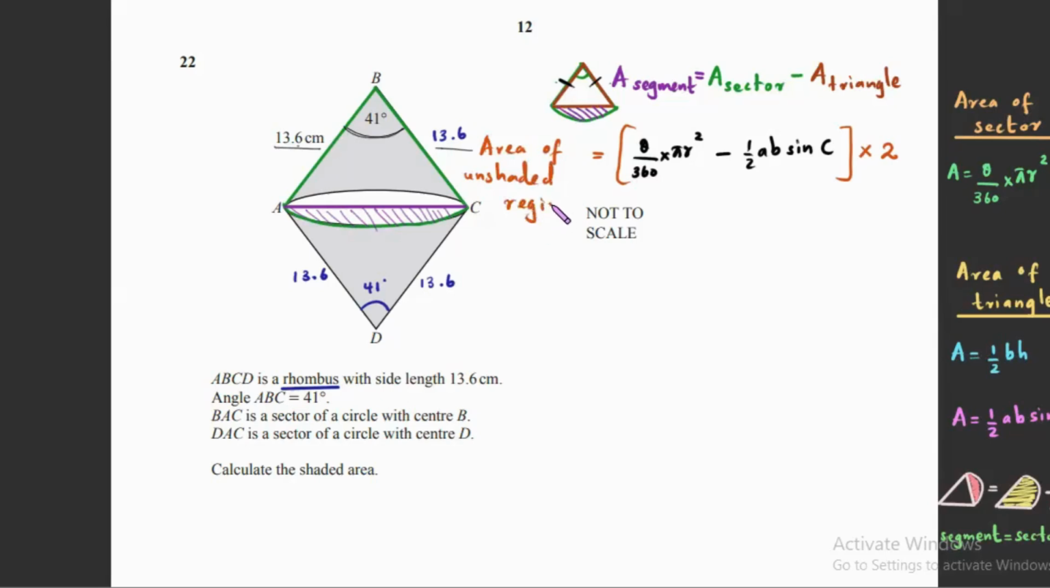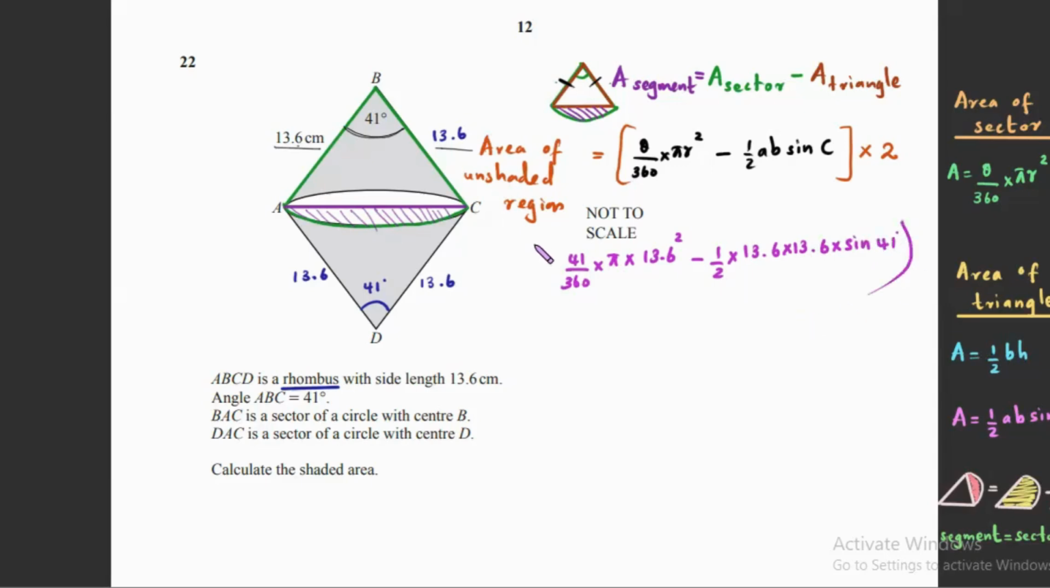Then I'm going to substitute the values and put this directly in the calculator and see what I get. The angle is 41 degrees. So I can write it as 41 over 360 times pi times the radius, which is 13.6. So I need to square that radius. From this, I need to deduct half times a b. a is 13.6. b is also 13.6. Times sine C. So sine of the angle is sine 41.